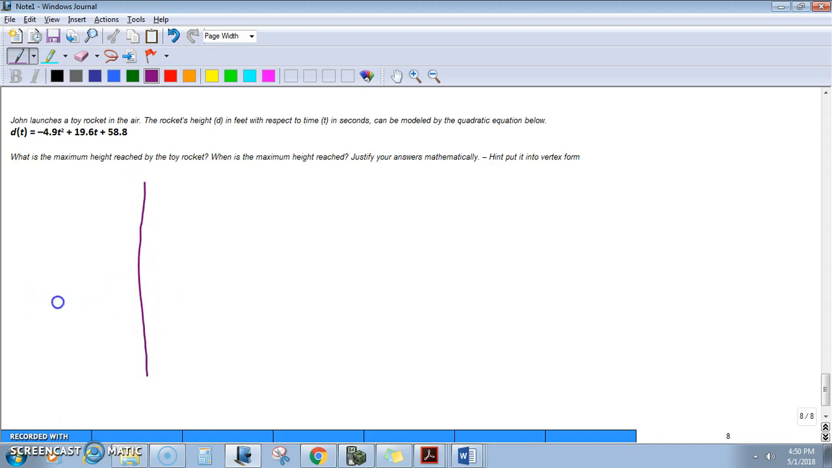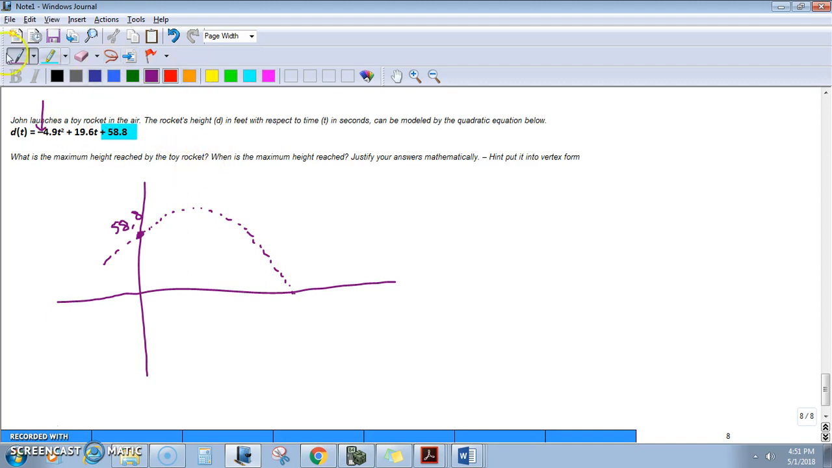Okay, so I know one thing from just looking at that equation. I know that my y-intercept is plus 58.8. So I'm just going to sketch this out. I'm going to make this 58.8. And I know that this is a negative parabola, right? And that makes sense because we have some rocket being launched from there, and it's going to go up, and then it's going to come back down and hit wherever that rocket is supposed to hit.